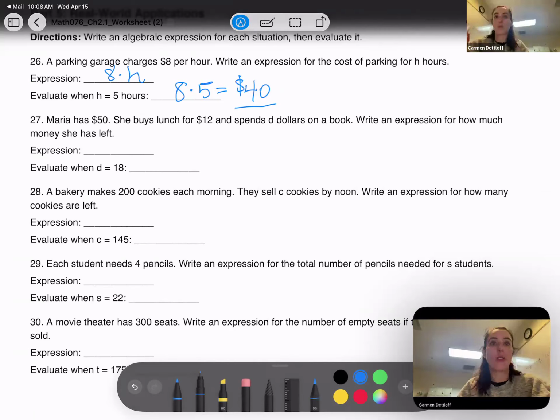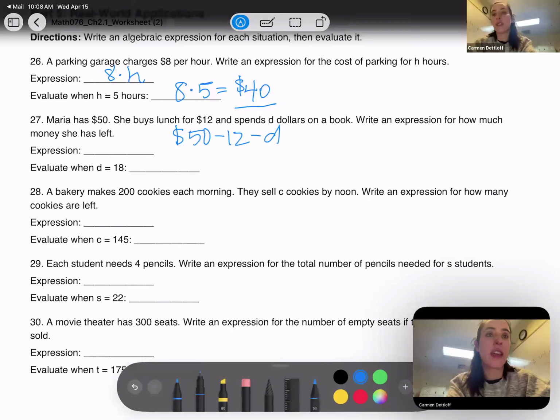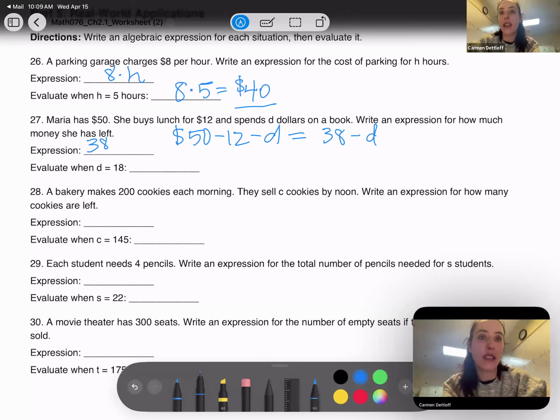If we look at this one, we can say we start at 50, and then we subtract 12, and then we subtract D. I don't really need my dollar sign there; I'll leave it for the end. But I can simplify this expression by combining things that match. 50 minus 12 gives me 38 minus D. This is my simplified expression because I combined 50 and 12. So that's my expression, 38 minus D.